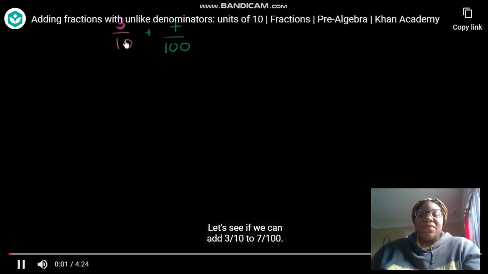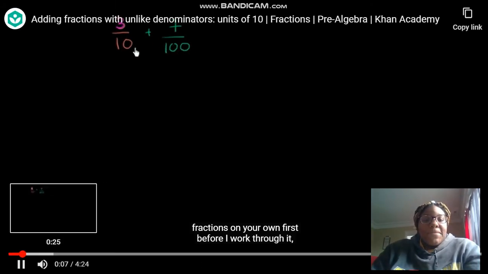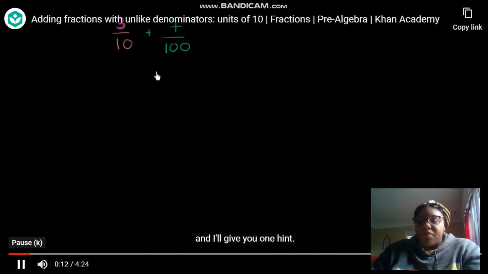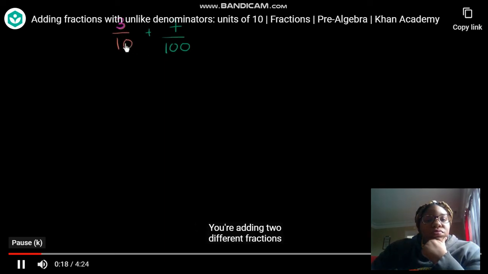Let's see if we can add 3/10 to 7/100. And I encourage you to try adding these two fractions on your own first before I work through it. And I'll give you one hint. Right now it's very hard to add these fractions. You're adding 3/10 to 7/100. You're adding two different fractions with.